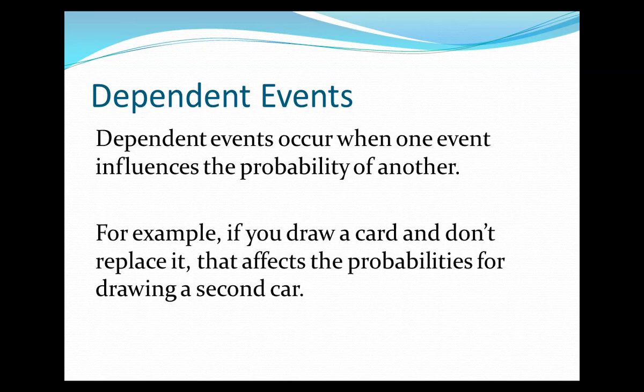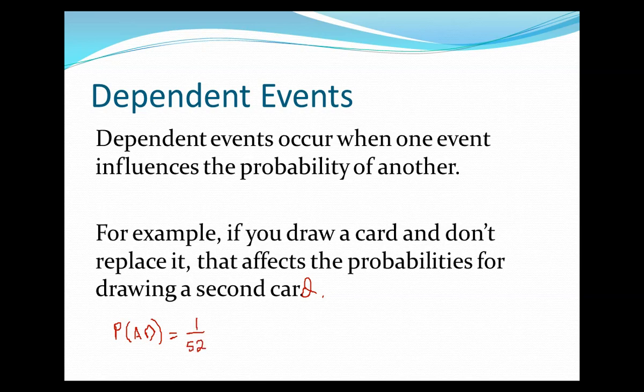Dependent events occur when one event influences the probability of another. So, for example, if you draw a card and don't replace it, that affects the probabilities of drawing a second card, right? So, for example, the probability of, let's say, drawing the ace of diamonds from a standard deck of 52, that's one specific card. That's 1 out of 52.